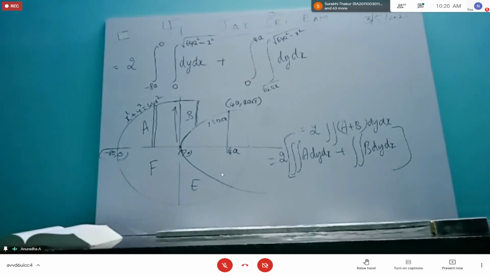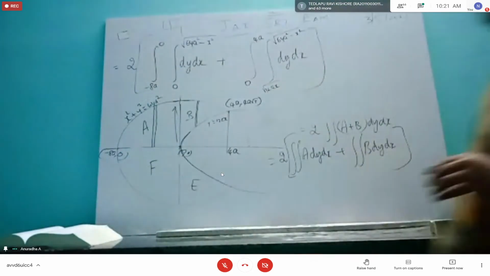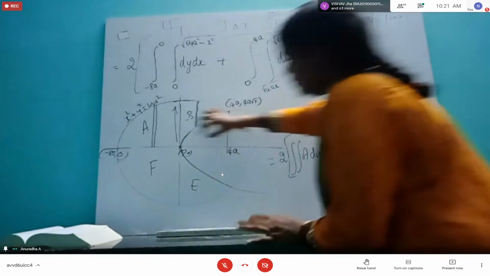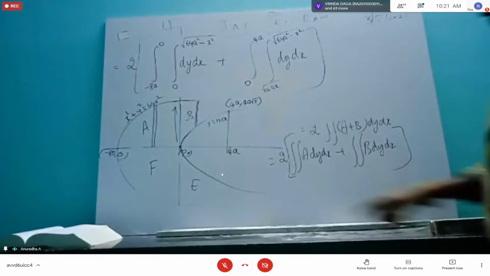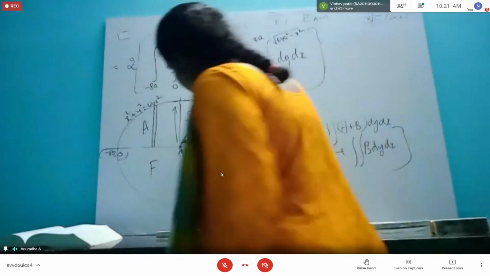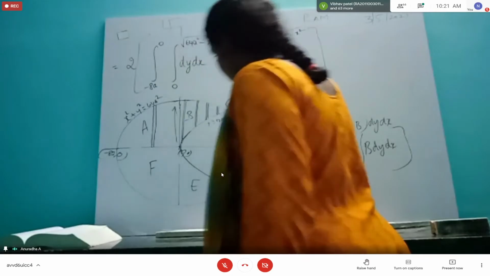Please take a moment, understand one area only they have asked, but because of the structure we are writing it as two different integrations and adding. Ma'am, can you explain the limits for B again? Yeah. So B, what is happening is this region is B. So you take a common strip like this. Common strip can be here, or common strip can be here. A general strip can be here.